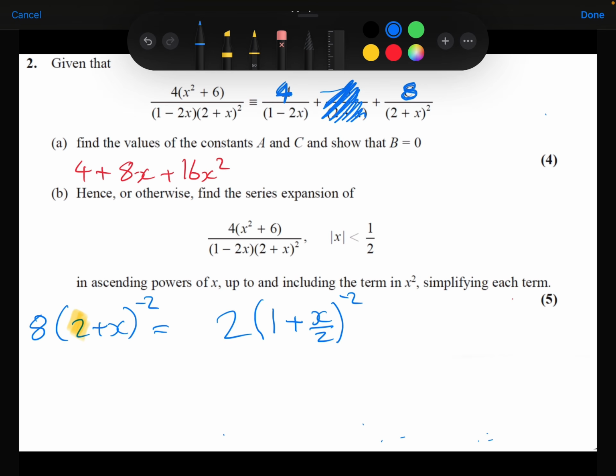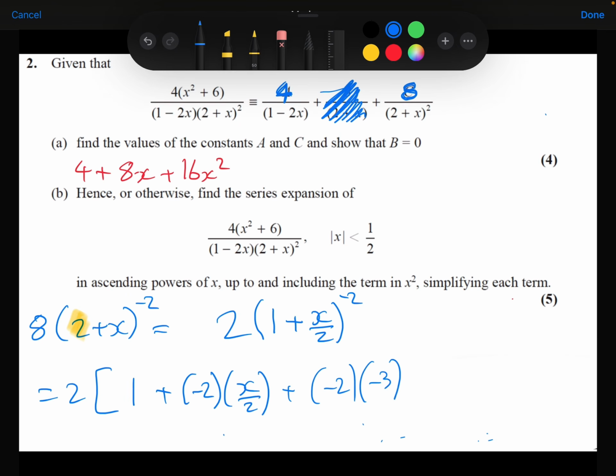Right, leave the 2 at the front and let's do the binomial formula. So 1 plus n, which is minus 2, times x, which is x over 2, plus n times n minus 1 over 2 times 1 times x squared.